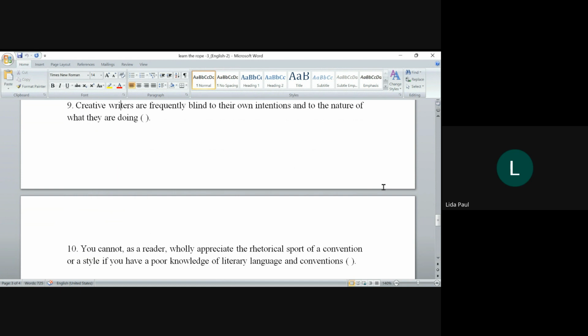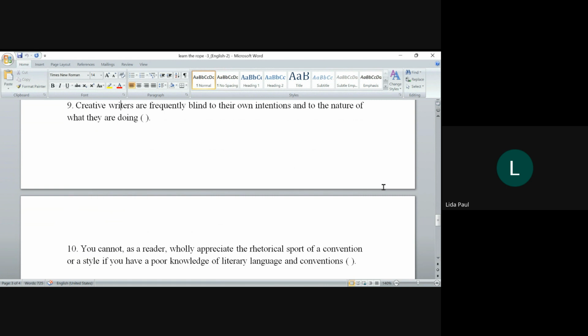Creative writers are frequently blind to their own intentions. So to here is not a part of any verb. This is a preposition. What are they blind to? They're blind to their own intentions and to the nature of what they are doing. This what they are doing is the only subordinate clause you have in that sentence. Although we are tempted to mark other things, what they are doing is your subordinate clause.